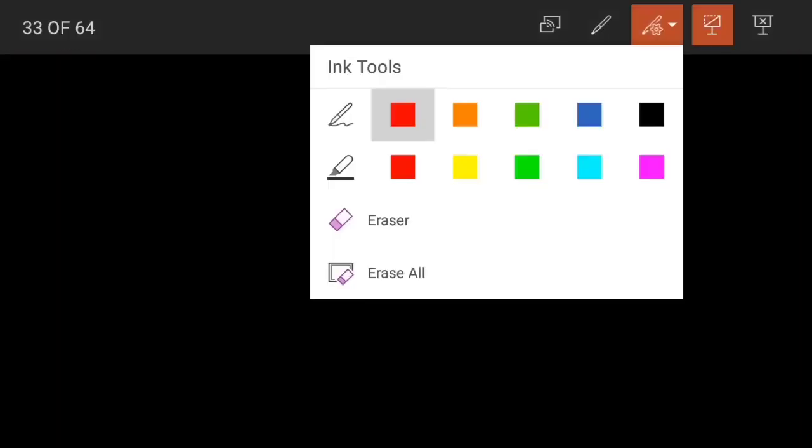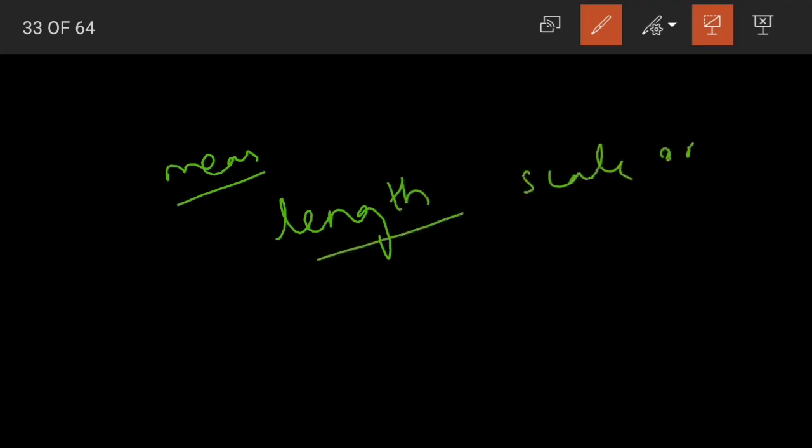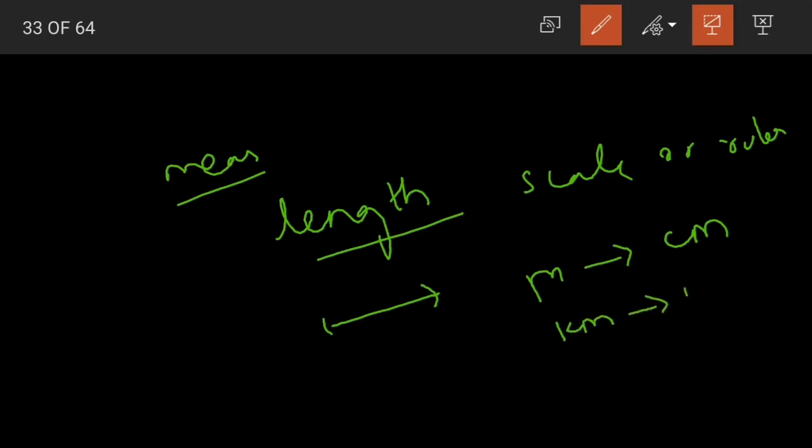So what did we learn in the previous classes? From the topic measurement, we've learned about length. How do we measure lengths using a scale or a ruler? And also we have learned how do we measure the lengths of long distances and short distances. We've learned how to convert meters into centimeters and also how to convert kilometers into meters. All these came under the topic of measuring the length.